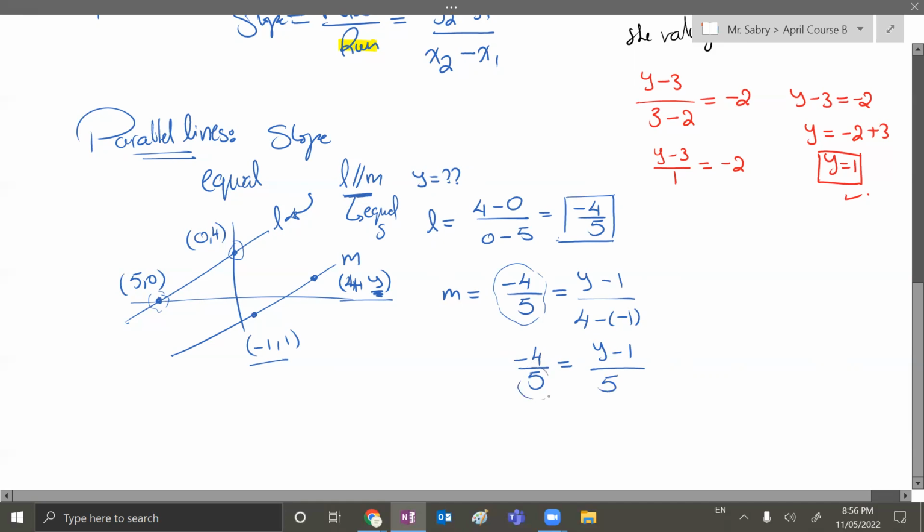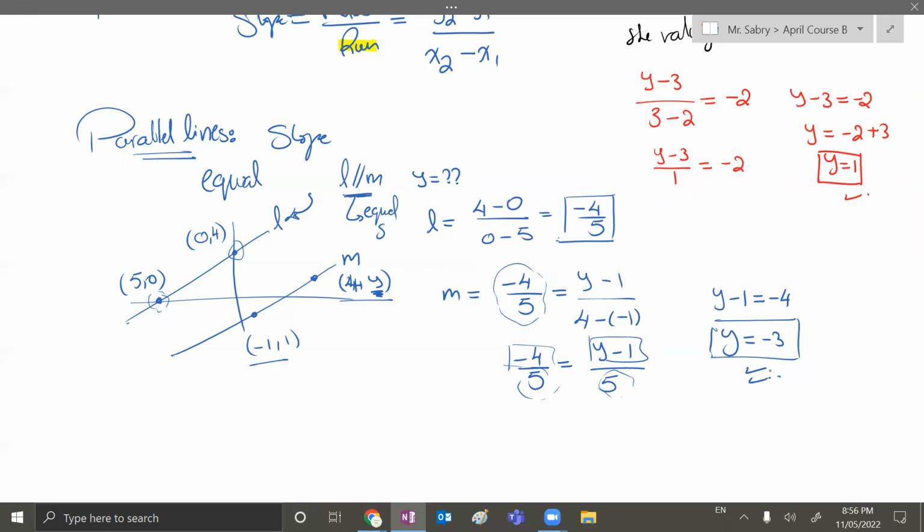Now, since both of them have the same denominator, I can easily say that this up here is equal to this up there. And I can say that y minus 1 is equals to -4, which means y is equals to -3. So now I have the value of the y that they wanted. Does that make sense? All good?